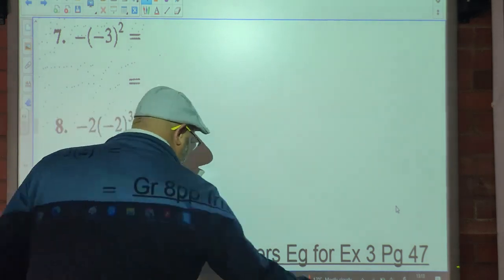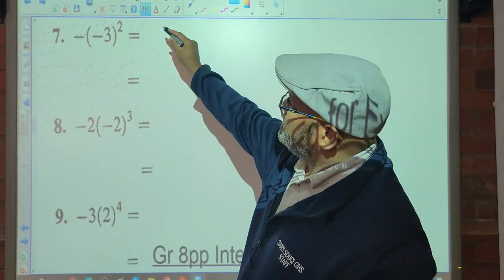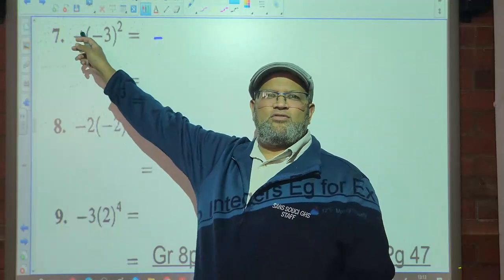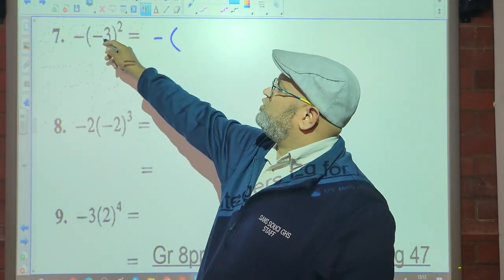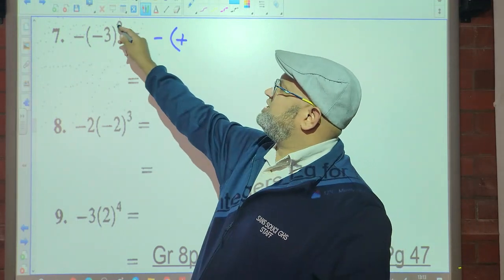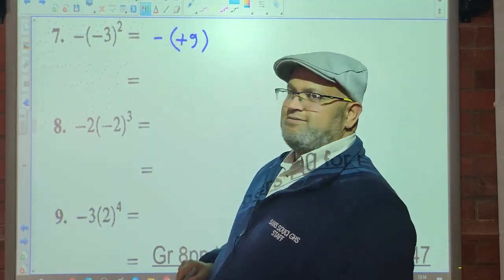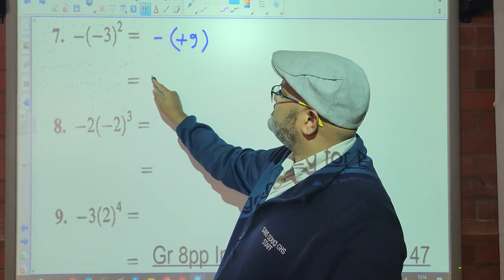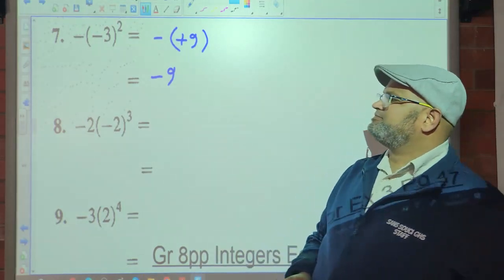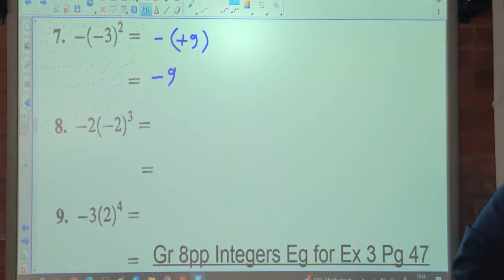Alright, number 7. So you got negative. Now we need to solve the bracket first, not so? So negative to an even exponent will always be positive. And 3 squared is 9. You all agree with that? And what's positive times negative? Negative 9. You all okay with that?